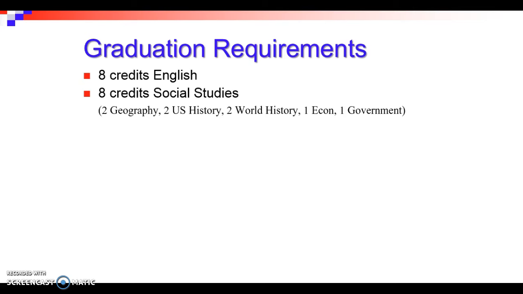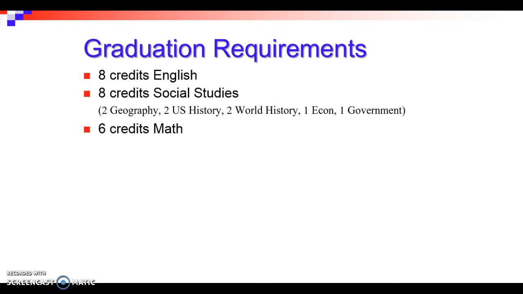All students are required to meet certain graduation requirements in order to earn their diploma from Armstrong. Number 1 is 8 credits of English. This means all 4 years students are at Armstrong, they will need to pass their English credits. 8 credits of social studies. This has some specific classes such as 2 credits of geography, 2 credits of U.S. history, 2 world history, and in the senior year, 1 economics and 1 government. This means that there will be all 4 years where students will be taking social studies.